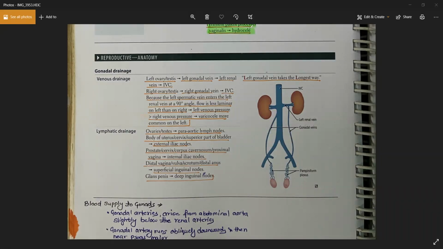Thank you. So that's about the drainage of the gonads, the venous and the lymphatic drainage. Blood supply, you guys already know. You have the gonadal arteries, and they both are branches of the abdominal aorta descending downwards, right?